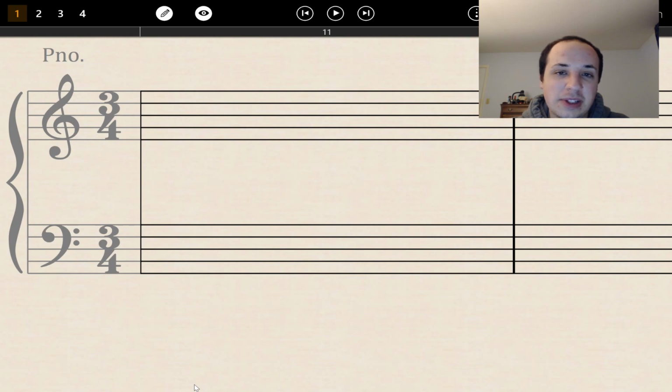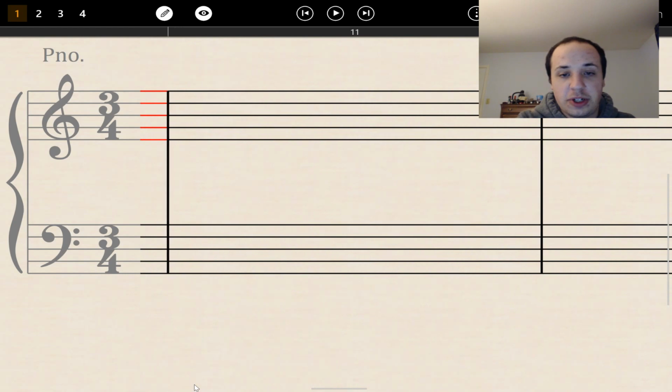So the difference is that in 4-4, we had 4 beats in every measure. So remember that a measure is between each of these vertical lines. So before we had 4, and now we have 3. The bottom number hasn't changed, so we still have the quarter note being worth 1 beat. And this actually helps us avoid confusion as well.